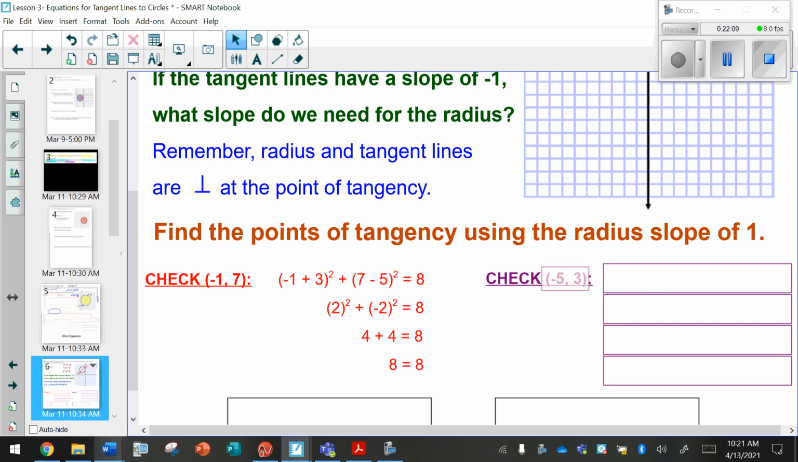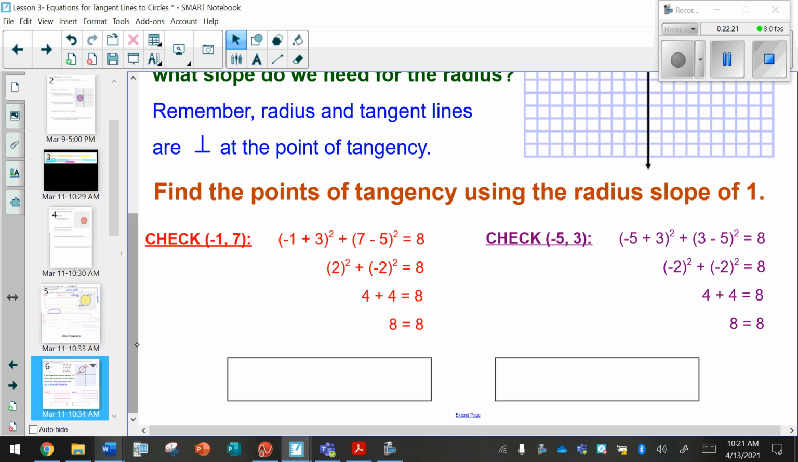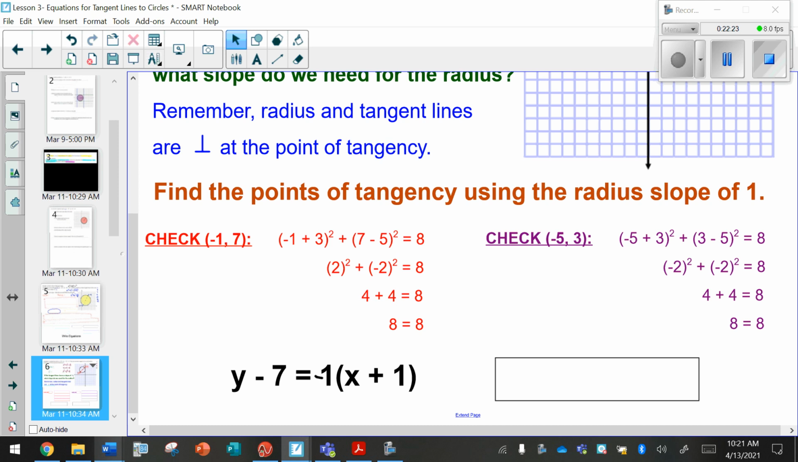So the other potential point was -5, 3. I'm going to plug those numbers into the equation, do the math work to show that the points are indeed on the circle. So now that I know that those points are on the circle, I'll use the point and the perpendicular slope to write the equation. And there's our 2 equations of our 2 tangent lines.